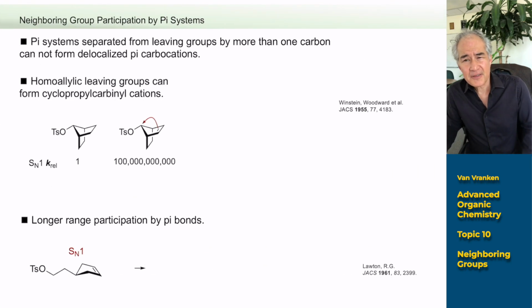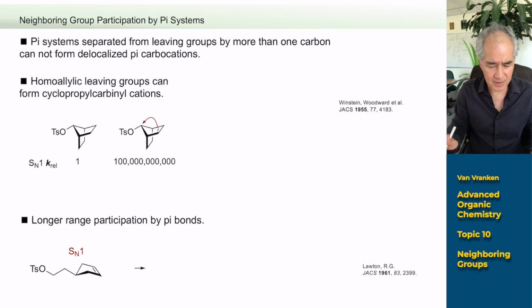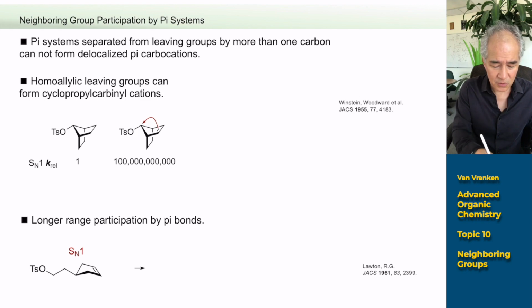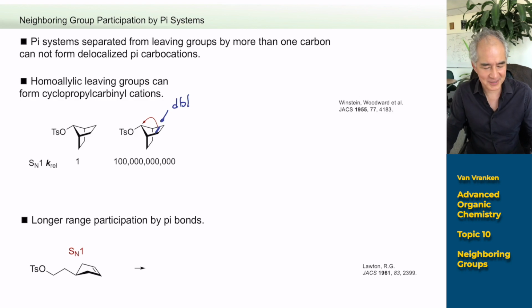Okay, let's take a look at another less obvious example of neighboring group participation, SN1 type substitution that doesn't involve a traditional carbocation, traditional carbenium ion. So I've got two different norbornyl ring systems, and it's a little bit difficult to see here, but there's a double bond right here. And this double bond makes all the difference. Look at the difference in rates for SN1 reactions in this case.